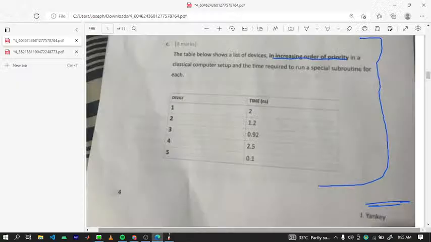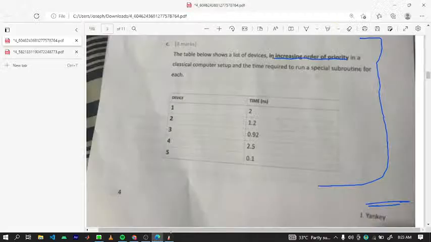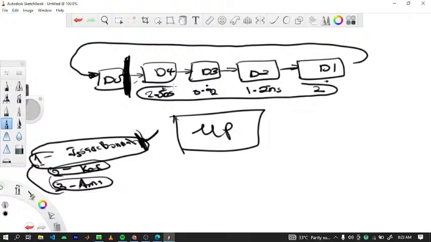So device 4's time is 2.5. It will have to wait 2.5 nanoseconds for device 4 to finish. And what if device 3 also has an issue? 0.92. It will have to wait for device 2 to finish, that is 1.1 to 1.2. And it has to wait for device 1 to finish, which is 2. You understand? So in the worst case scenario, it has to wait for all these processes to finish.